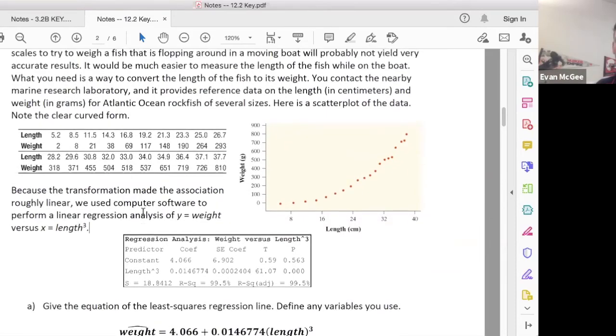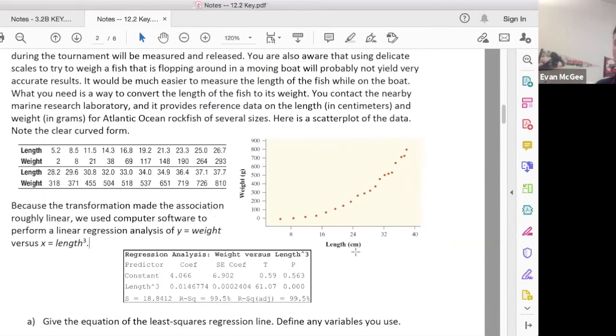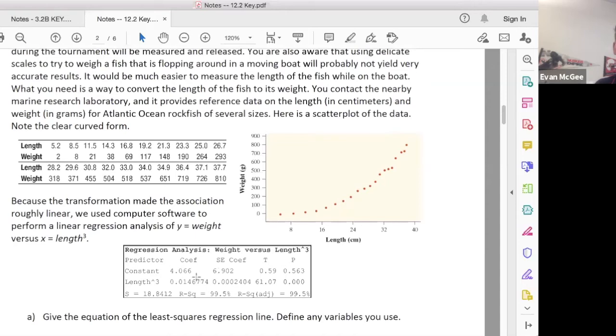I don't have an actual graph of the re-expressed data. This is the original one, but I have the regression output. So here you can see the output, and it tells you it's showing the weight versus the length cubed. So you need to look at this output to figure out what did they do to transform the data. And they tell you here that length was cubed. So the slope is going to be the coefficient of the x variable, length cubed.